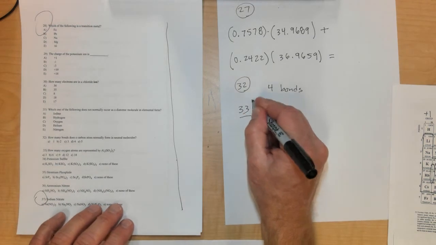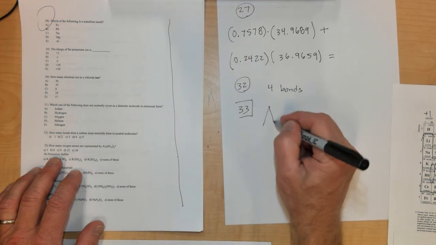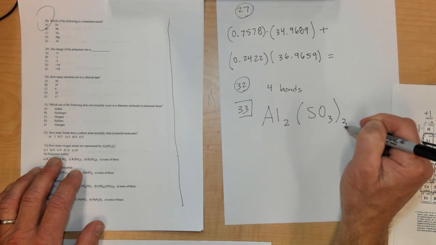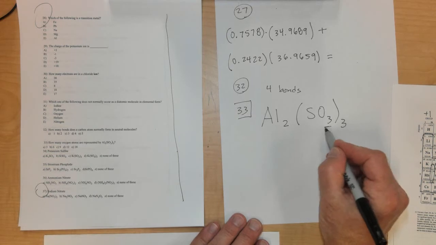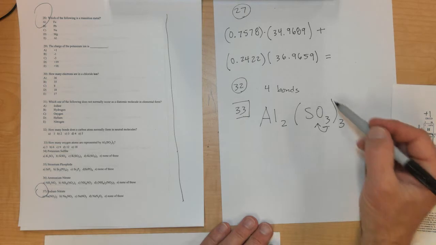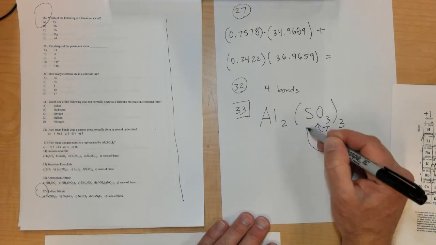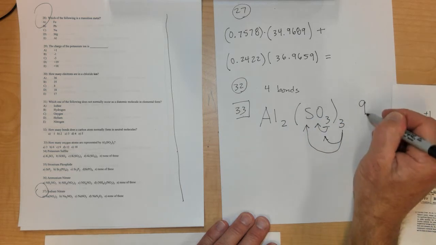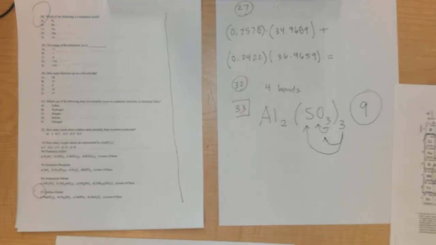Number 33 was a question. This one said, how many oxygen atoms are represented by Al2(SO3)3? Well, you can see that there's a 3 below the oxygen, so there's definitely at least 3 oxygen atoms. But since there's parentheses around here, this 3 distributes into each one of these elements. So 3 times 3, or 9 oxygen atoms, would be inside of that formula. Hopefully that helped answer number 33.